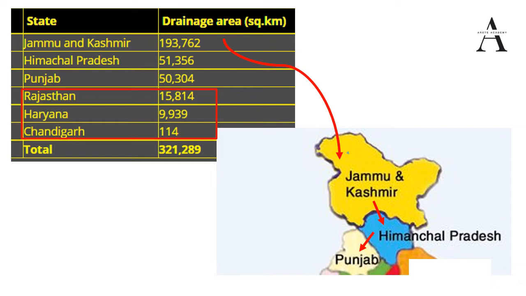The Indus River system drainage basin also covers these. We are not talking about the Indus River per se; we are talking about the drainage area of the whole river system. So yes, Rajasthan, Haryana, and Chandigarh, we will mark it. Okay.